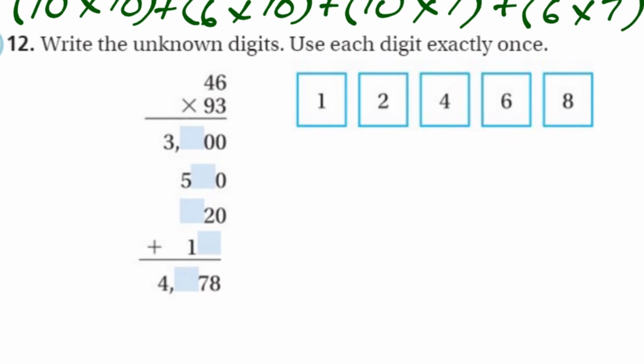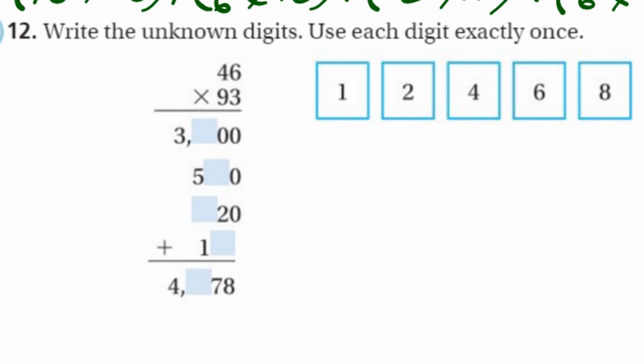Okay? Anyways, write the unknown digits. It says use each digit exactly once. Okay, well, we have 5 digits there and we have 5 open spaces. I guess we're doing a standard algorithm here. Or not. I see 1, 2, 3, 4 partial products here. And with these 2 zeros here, that's going to throw me off. So I see here 40, if you did do that, 40 times 90. 4 times 9. Aha. They're both in the tens place.